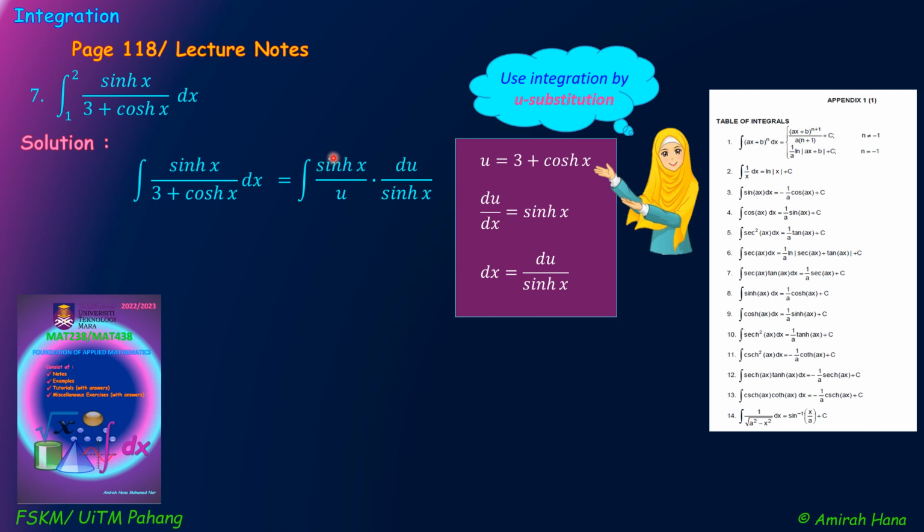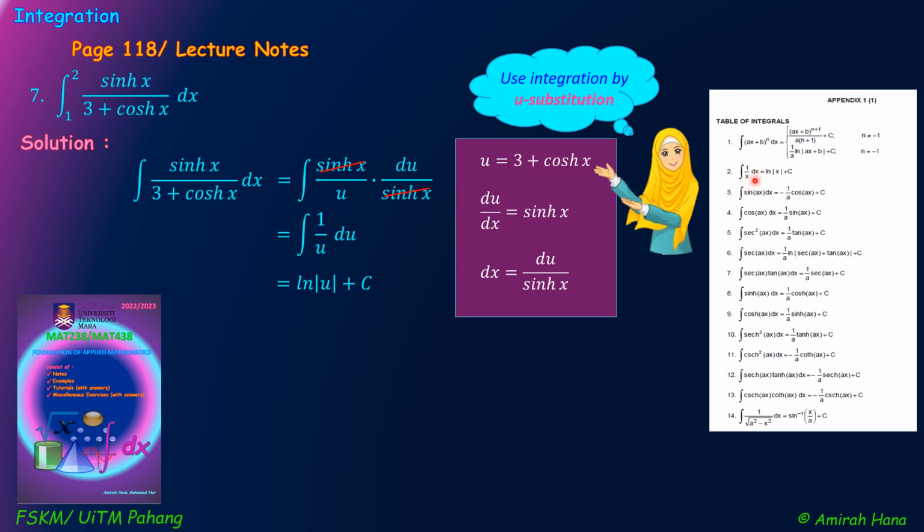And we can see they are the same. So we can simplify sinh x in the numerator and sinh x in the denominator. After that we get the integration of 1 over u du. No more variable x, only u and du left. So this is a sign that our technique is correct. Alright, to integrate 1 over u du, we can refer to appendix formula number 2.